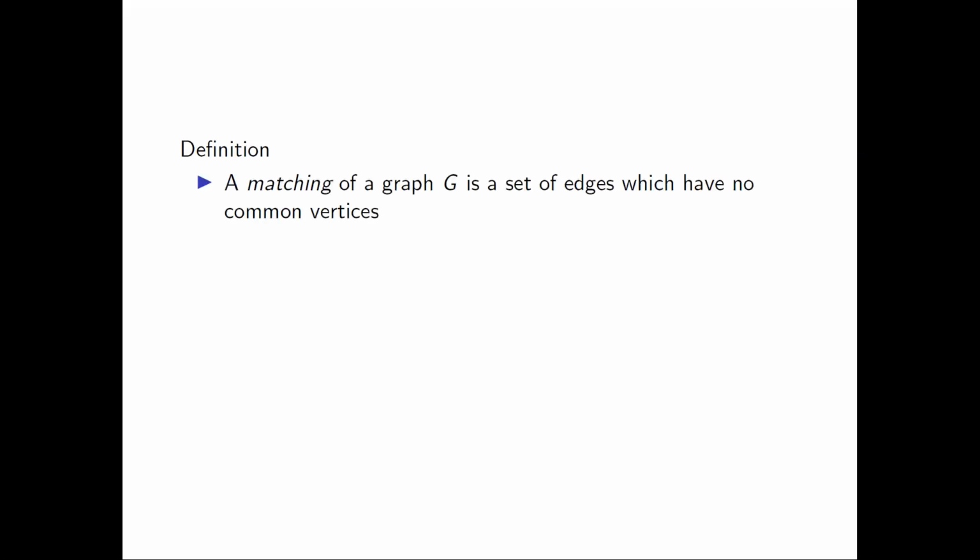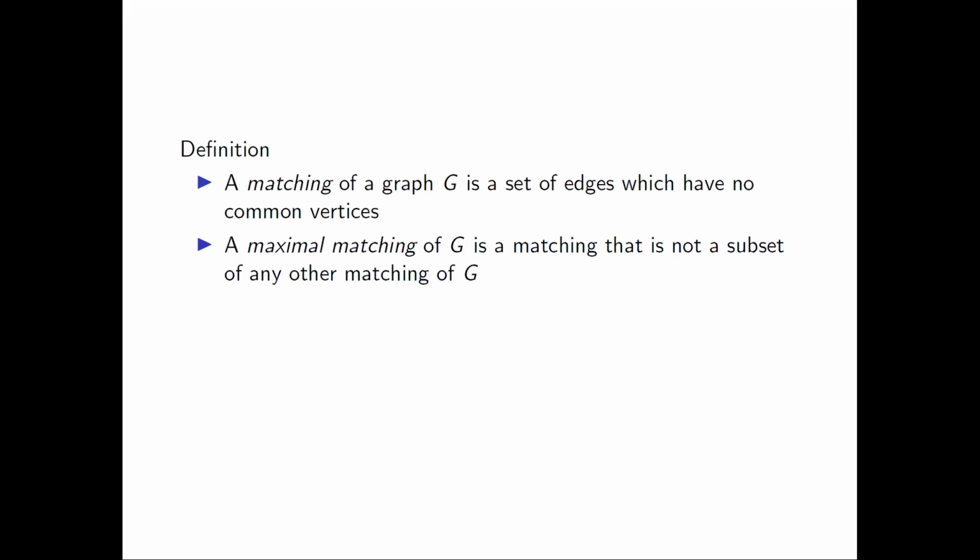So just to quickly review the relevant definitions, we have a matching in a graph G, and that's just a set of edges with no common vertices. We also have maximal matchings. These are matchings that are not subsets of any other matchings in the graph. And we also have maximum matchings. A maximum matching in a graph is a matching of maximum size in that graph.